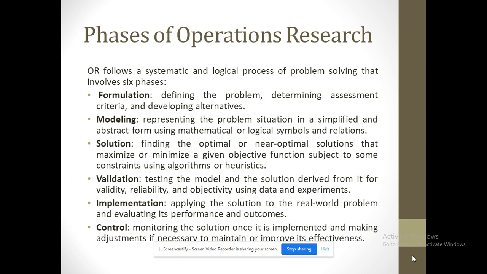Validation. This is the phase where the analyst tests the model and the solution derived from it for validity, reliability, and objectivity using data and experiments. Validation is the process of checking whether the model accurately represents reality and whether its assumptions are reasonable. Reliability is the measure of how consistent and reproducible the results are. Objectivity is the degree to which the results are free from bias and error. The validation phase may require sensitivity analysis, scenario analysis, or statistical analysis.